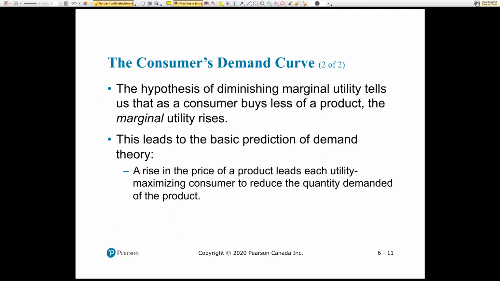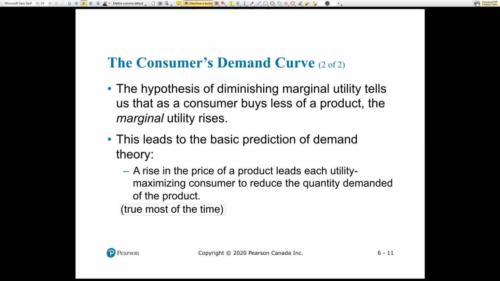Yeah, so this is the same point I was just making. The hypothesis of diminishing marginal utility tells us that when the consumer buys less of a product, the marginal utility rises. So this leads to the basic prediction of demand: the rise in price of a product leads each utility maximizing consumer to reduce the quantity demanded of the product. So this is sort of true. I would say true most of the time. Price goes up, quantity demanded goes down.